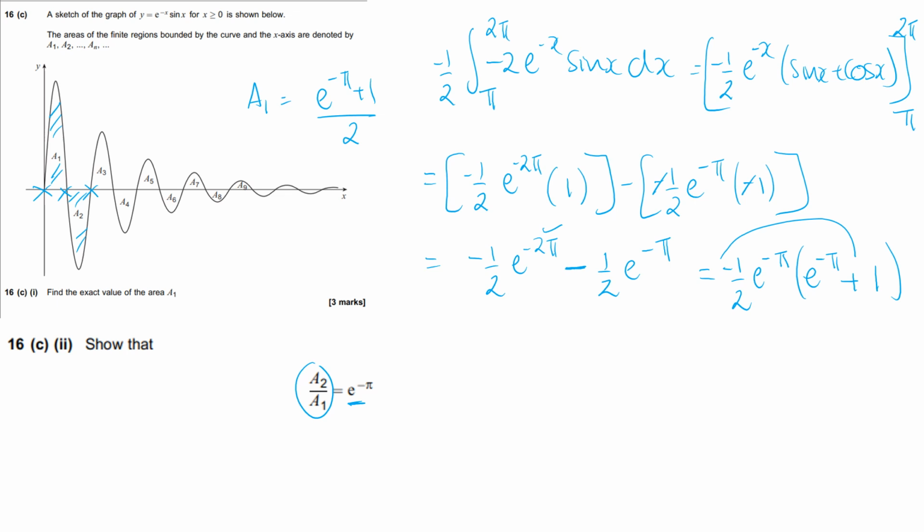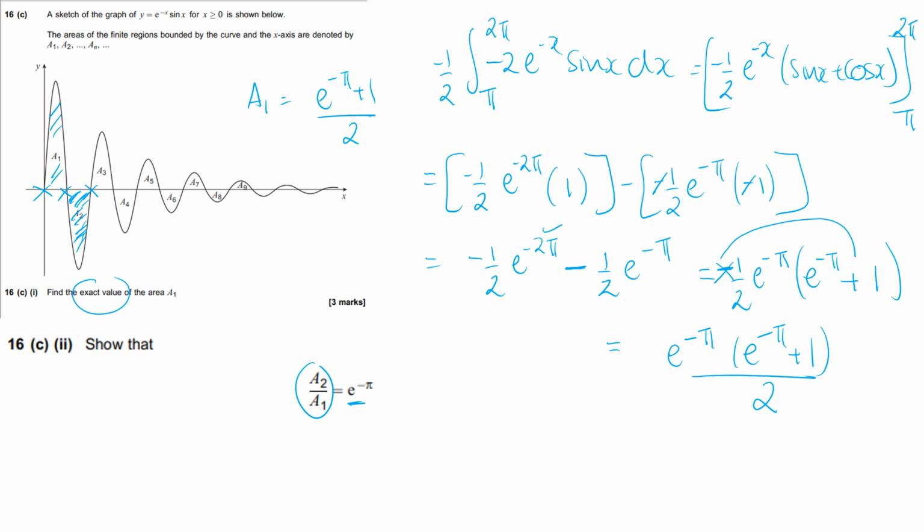So what I can do now is think of this minus on the front because it is an area underneath. If I just want the exact areas, I can just get rid of this minus and say that it's going to be e to the minus pi, e to the minus pi plus 1 all over 2. So that is the area of A2 rather than the integral. The minus just shows that it's underneath.